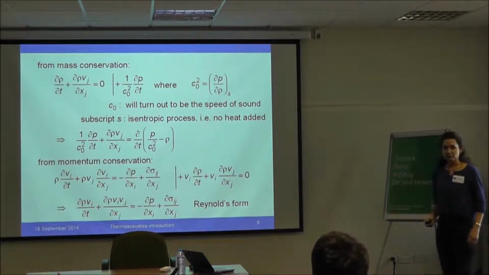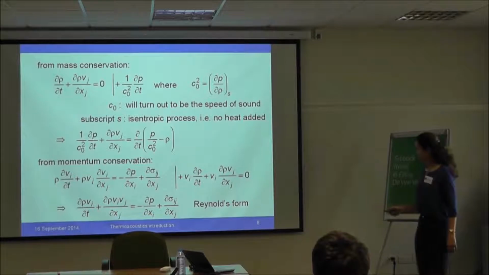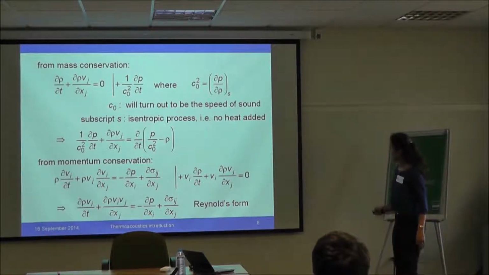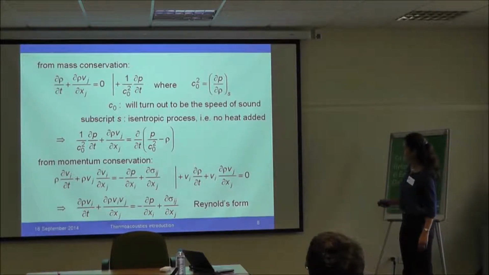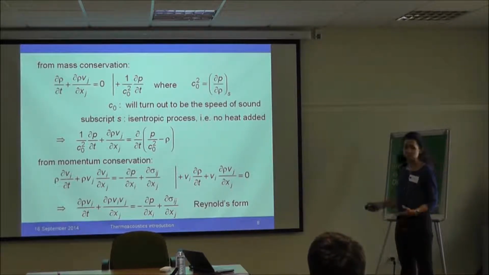The momentum equation we are also going to manipulate. What we're going to do is add on both sides this term, which is 0, because you can get rid of the vi, and then also take vi outside the bracket, and then what you have left is the mass equation, and of course that gives you a 0.